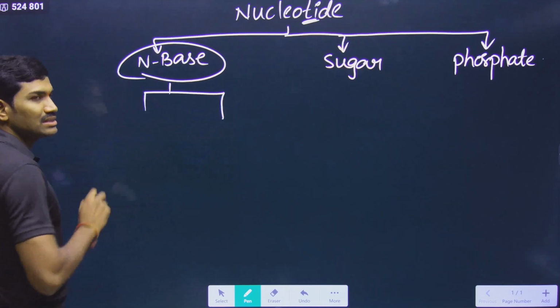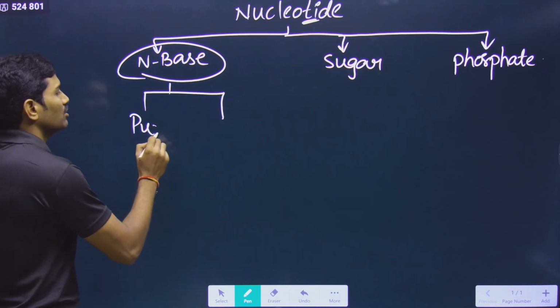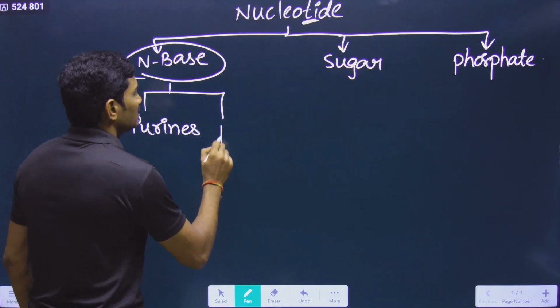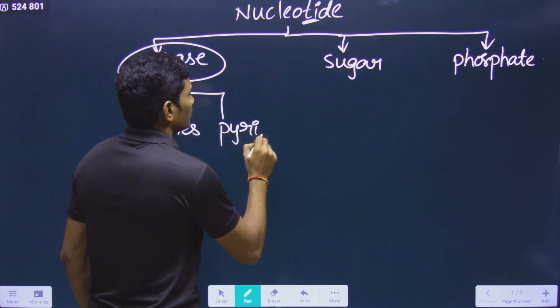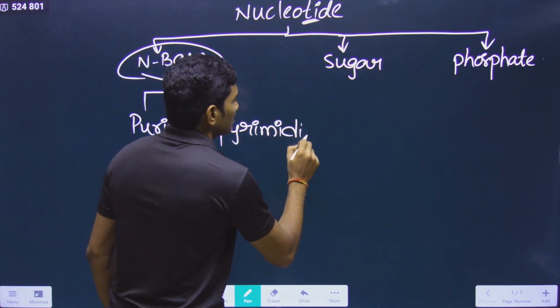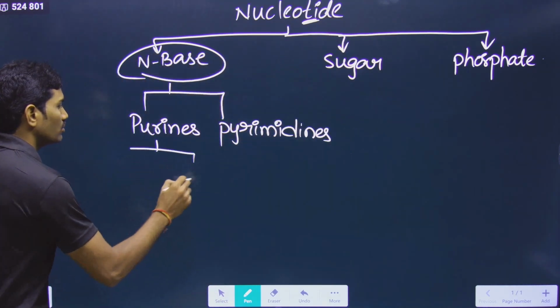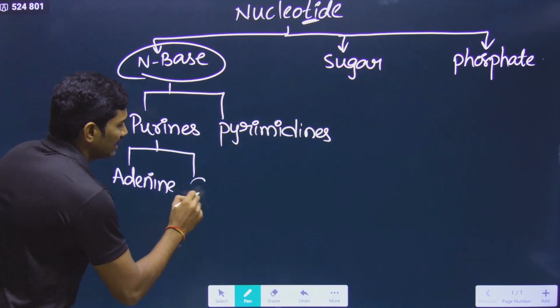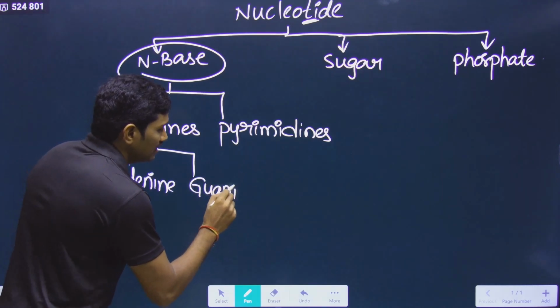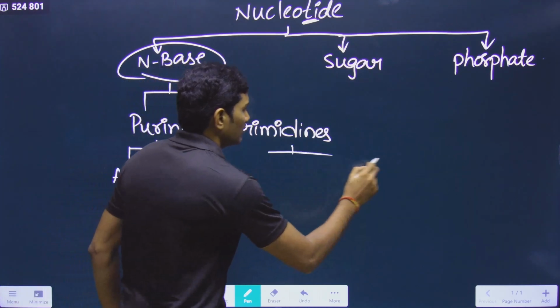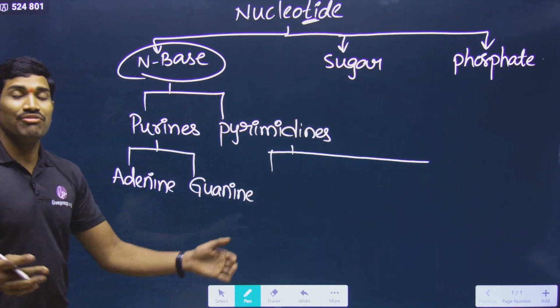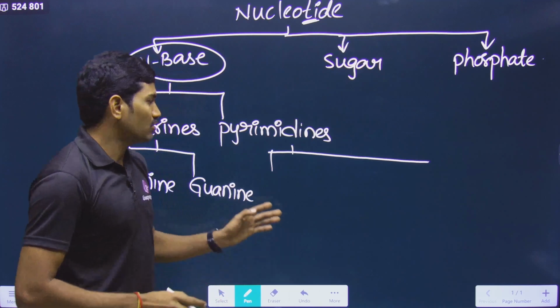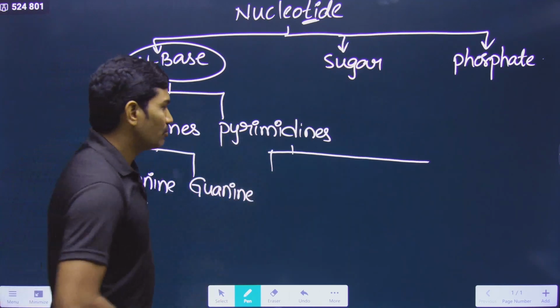And nitrogenous base, again 2 types are there. They are purines and the second one is pyrimidines. Within these purines again 2 types are present. What are those? Adenine and guanine. And what about these pyrimidines? Overall, if you are combinedly studying for DNA and RNA, total how many types of pyrimidines? 3 types of pyrimidines will come here.